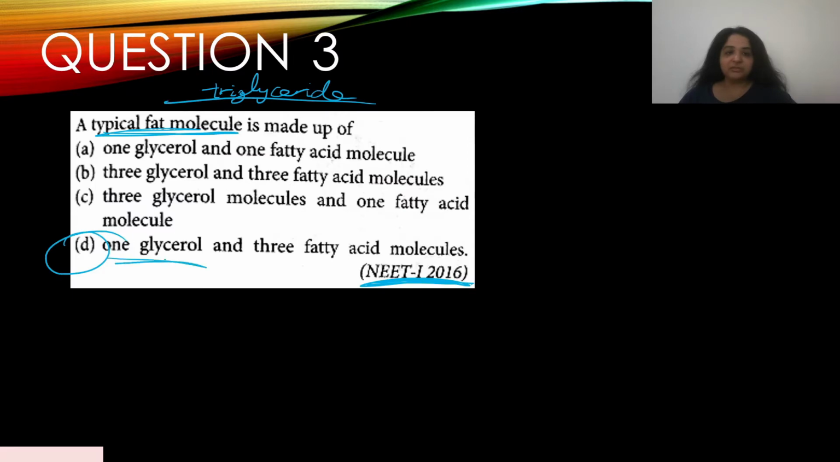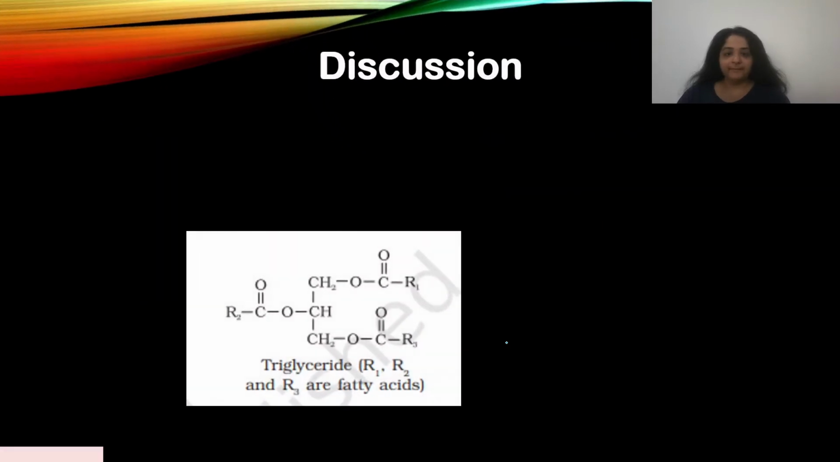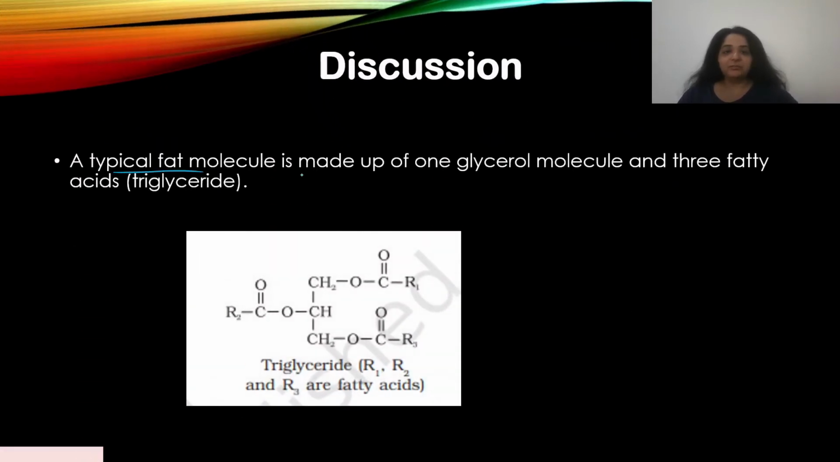It has 1 glycerol molecule and 3 fatty acid molecules. We'll look at the structure. So the answer here is D. If it's a monoglyceride or a diglyceride, then it will be different. They'll have 1 fatty acid or 2 fatty acids. But here we are specifically talking about triglycerides as a typical fat molecule. So a typical fat molecule is made up of 1 glycerol molecule and 3 fatty acids.